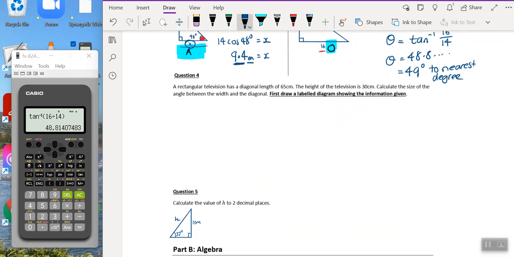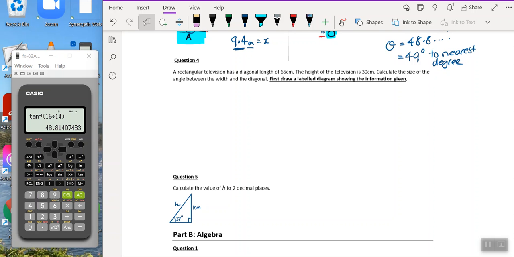All right, question number 4 asks us to find the size of the angle between the width and the diagonal. Just pause the video and see if you can start this question yourself. You should be able to draw yourself a rectangular television. So I'm going to draw a rectangular television, and I'm going to label the diagonal as 65 centimetres because that's what I've been told in the question here. And I'm also told that the height of the television is 30 centimetres, so I'm going to label this as 30 centimetres. Because it's a rectangle, we know that's a right angle there.